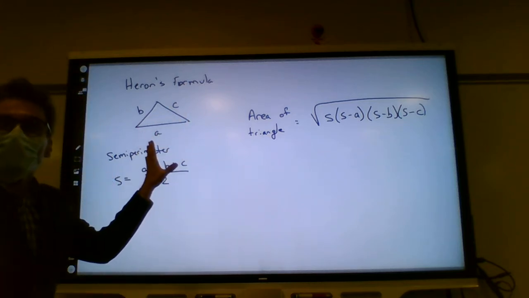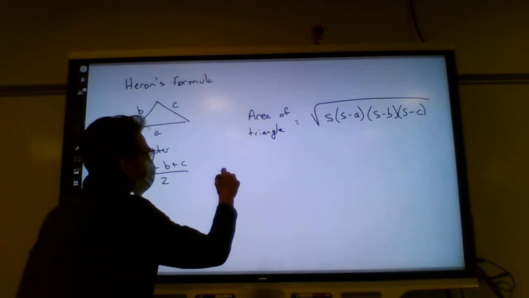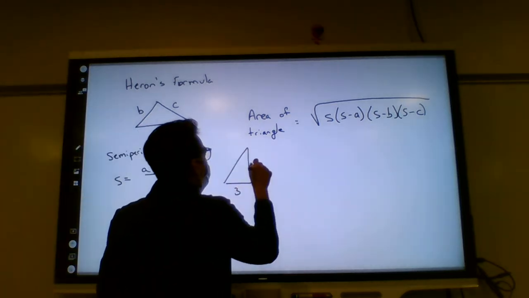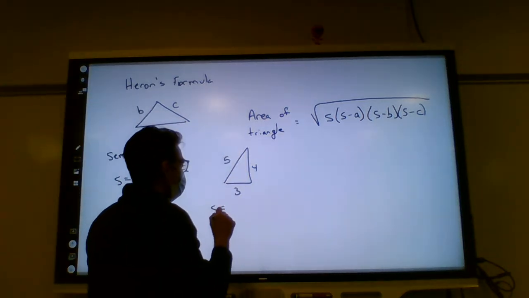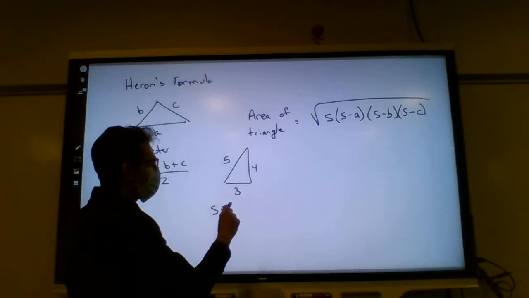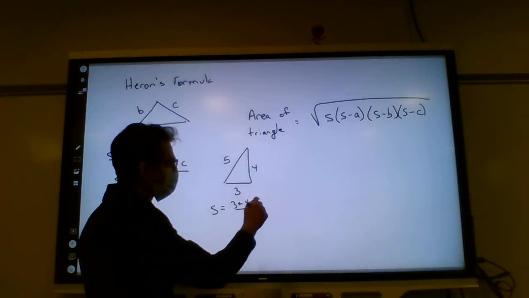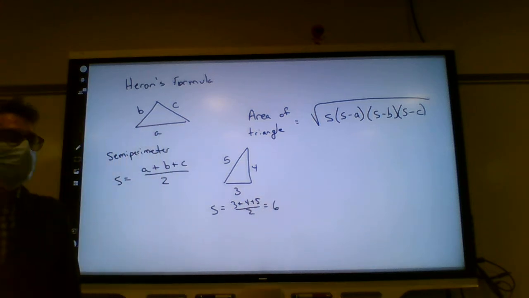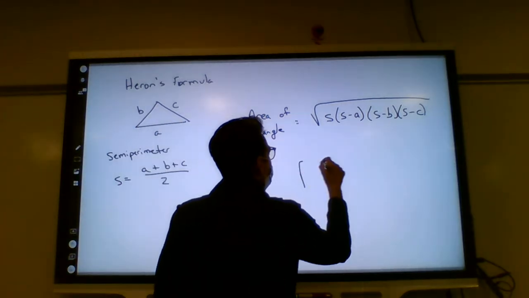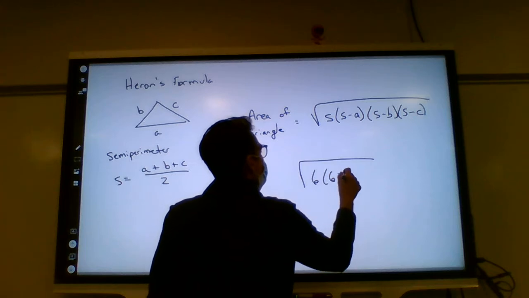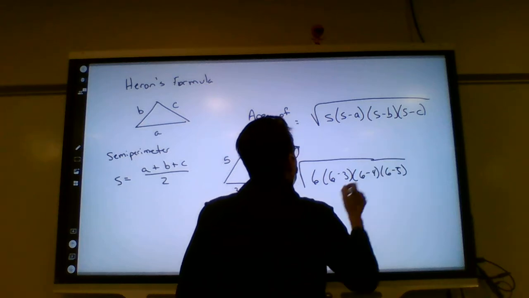All right, so this is Heron's formula. Well, let's see if it's even believable. Let's look at our 3, 4, 5 situation again. All right, so what's the semiperimeter? Semiperimeter is 3 plus 4 plus 5 over 2, which is 6. And so the formula says that we're going to have the square root of 6 times 6 minus 3 times 6 minus 4 times 6 minus 5.